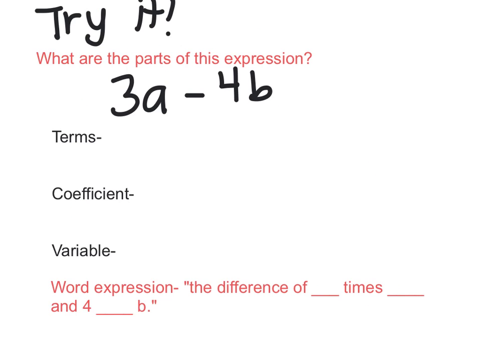Okay, so write this in your notebook on the right side. Here's your chance to try it. What are the parts of this expression? What are my terms? What is my coefficient or coefficients if I have more than one? What are my variable or variables if I have more than one? And then try this out. The difference of blank times blank and 4 blank b. See if you can fill in what the missing words are here.